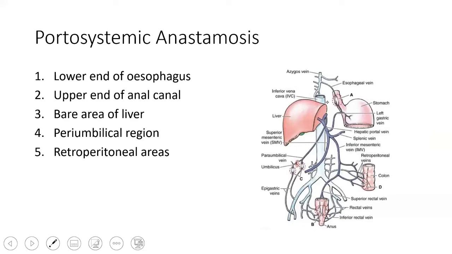You have portosystemic anastomosis. There's the portal system which drains from the GI tract to the liver, and the systemic veins are the usual veins, the inferior vena cava, the azygous system. That system drains the usual blood of which oxygen has been used up by the organs. So there are anastomoses between these two venous systems.